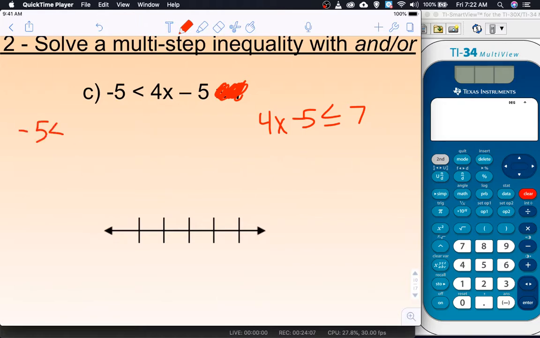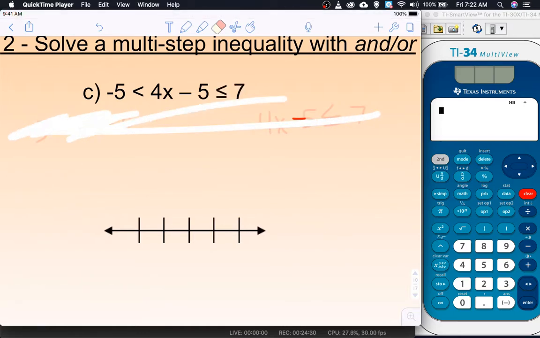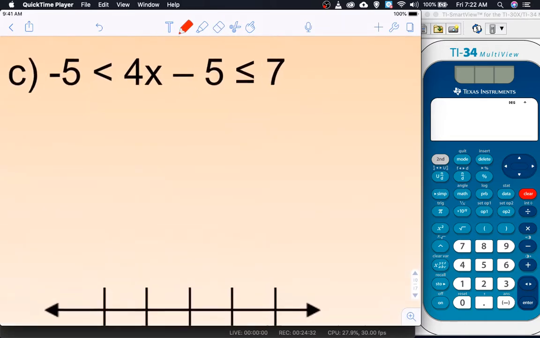-5 is less than 4x minus 5. And then you would solve this one, and then this one separately, and then graph them. But that's kind of a pain in the butt, because you'll be doing a lot of the same steps. Like, look, the first thing you'll do here is add 5 to both sides. The first thing you'll do here is add 5 to both sides. And then you'll divide by 4, and then divide by 4 to get your answer. Where if you do it the way I showed you before, it cuts down your work.